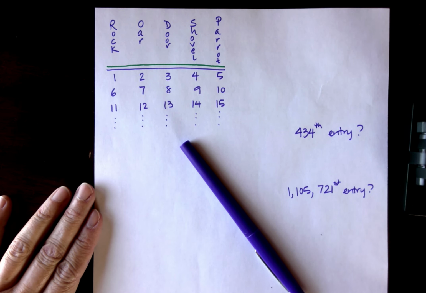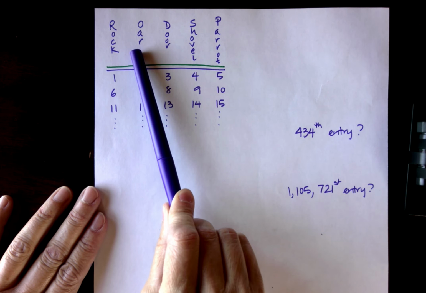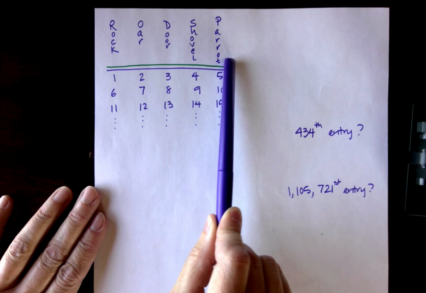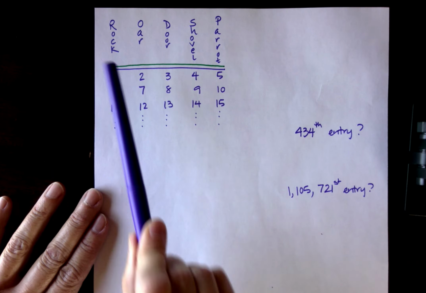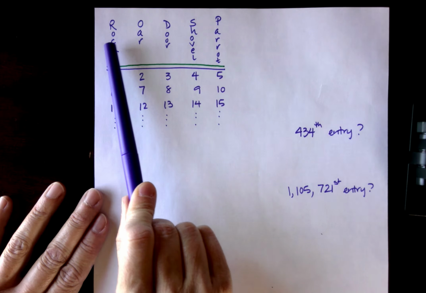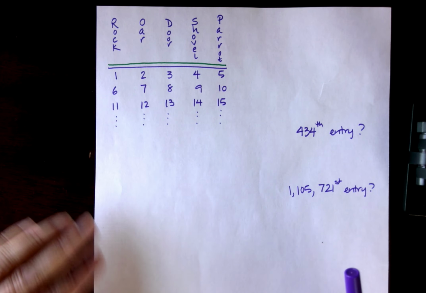Math group. We are going to extend the work that we looked at with the little toys that we're making a sequence. We had a rock, an oar, a door, a shovel, and a parrot. I just have the words today. I don't have the actual toys. But what we were doing is we were making a repeated pattern in a long sequence, and we were wondering about what would the 434th entry of that sequence be.